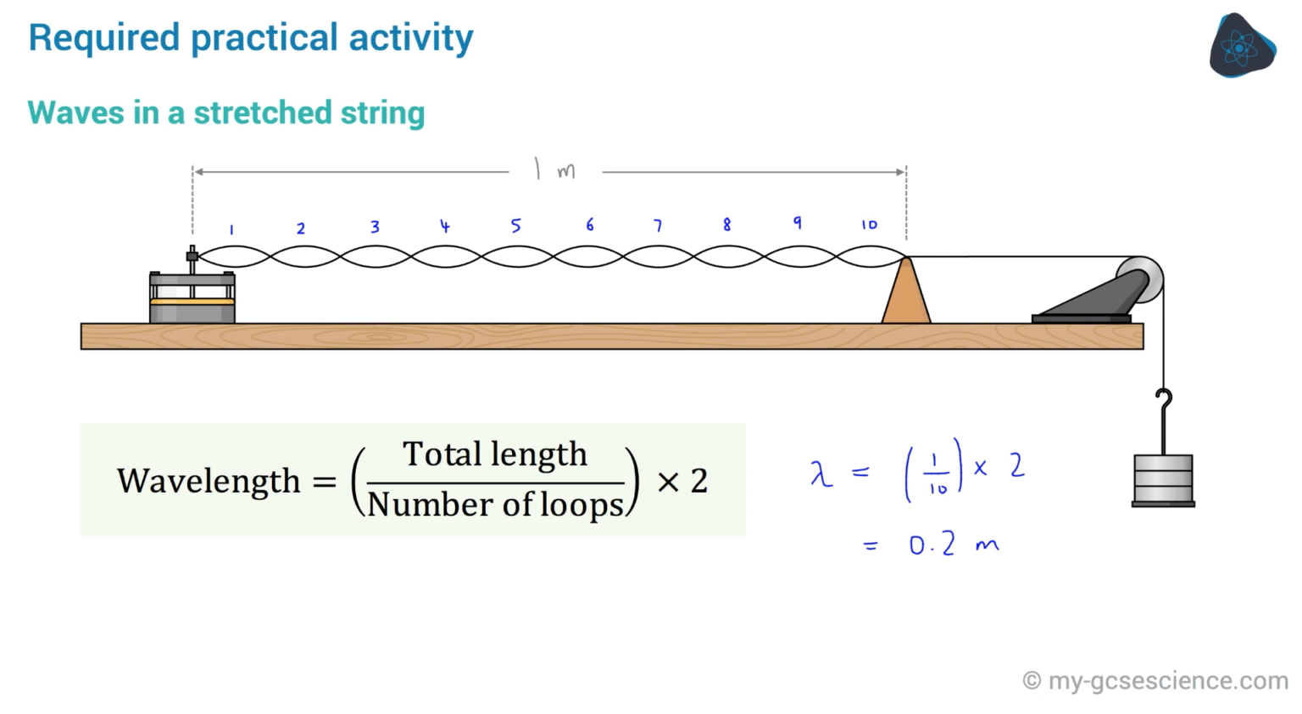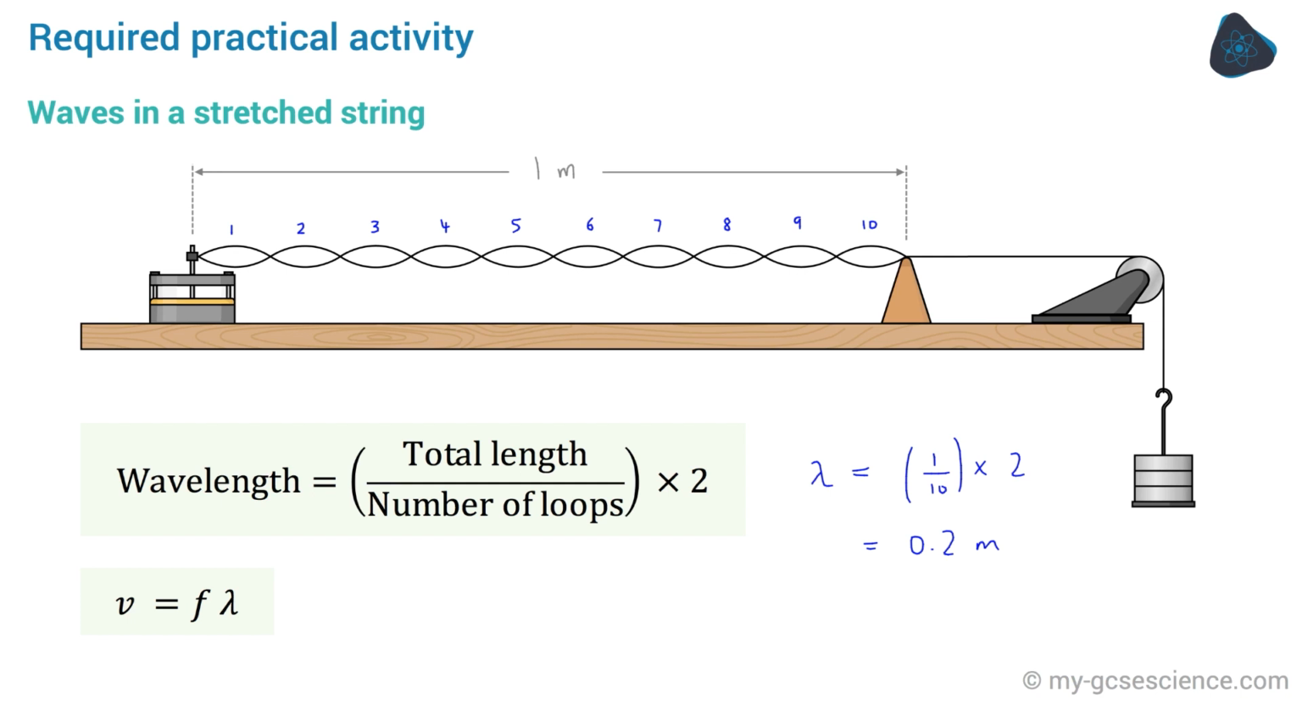The frequency of the waves can be determined by looking at the setting on the signal generator which is connected to the vibration generator. From there, it's again just a matter of using v equals f lambda to work out the speed at which the waves are travelling, but I'll leave that bit of fun for the exam style questions.